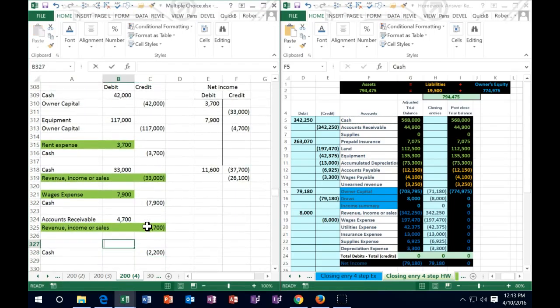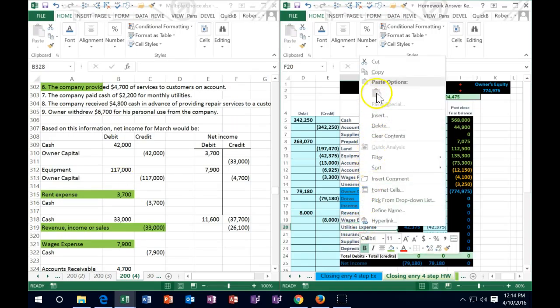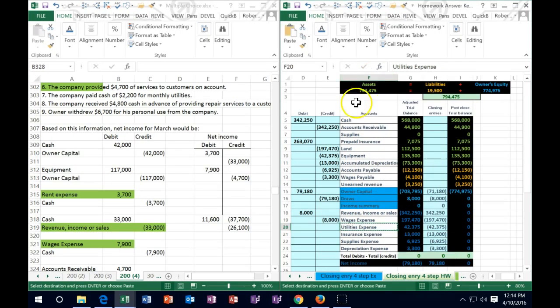And then we're going to debit something. What are we going to debit? Well, we paid 2.2 for utilities. So utilities is what type of an account? An expense account. Utilities expense. So we're going to go down here, utilities expense. And that's because, of course, we used utilities in this time period. That's why it's an expense.